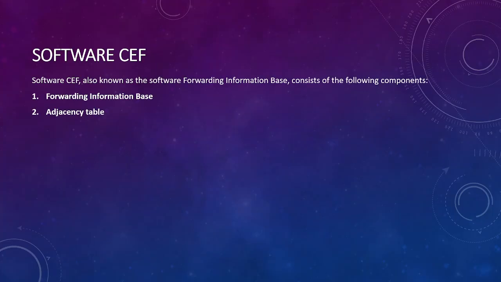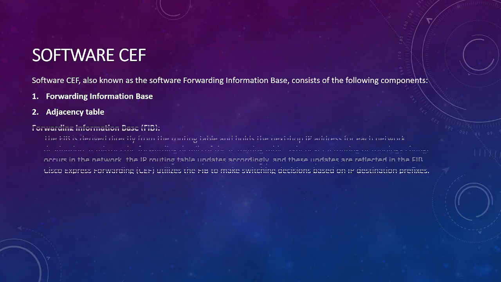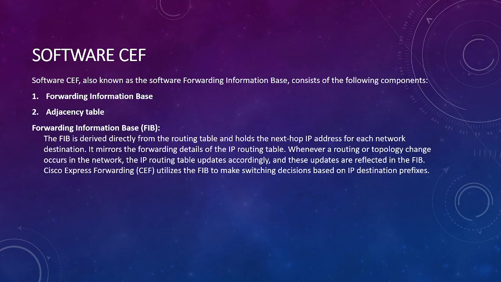We discussed CEF, right? In CEF itself we also discussed software switching. Now in CEF itself there are two types. One is software CEF, and the next one is hardware CEF. First let's discuss software CEF. Software CEF is also known as the software forwarding information base, which consists of the following components. There are two components we have. One is the FIB and the next one is the adjacency table. FIB is nothing but your forwarding information base.